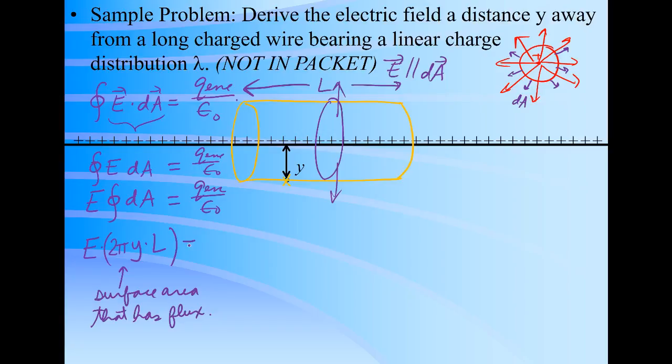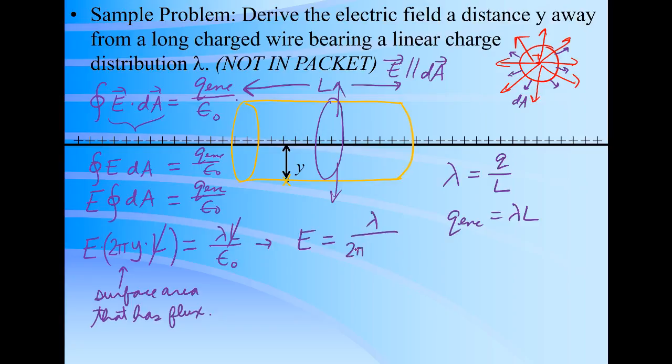Now the right side, we need to find the charge that's enclosed. We can use the fact that it has a linear charge distribution lambda, which is Q over L. So there's an amount Q and a length of L, which means that Q enclosed is simply lambda L. We pop that in there over epsilon naught, and look at how easy this is. The L's cancel, and we get an electric field which is equal to lambda over 2 pi epsilon naught y.